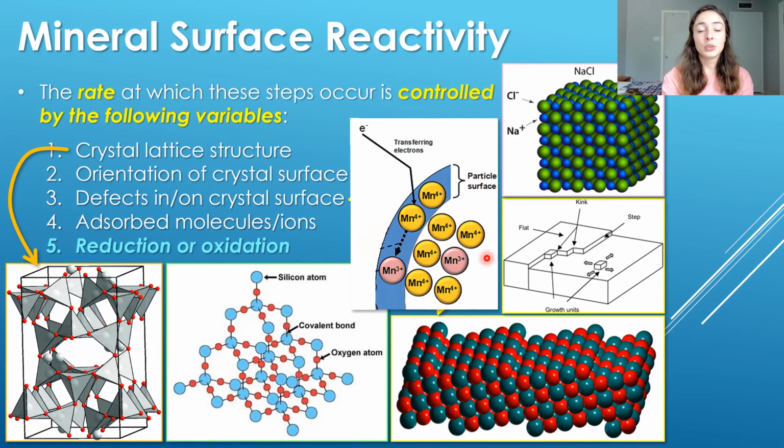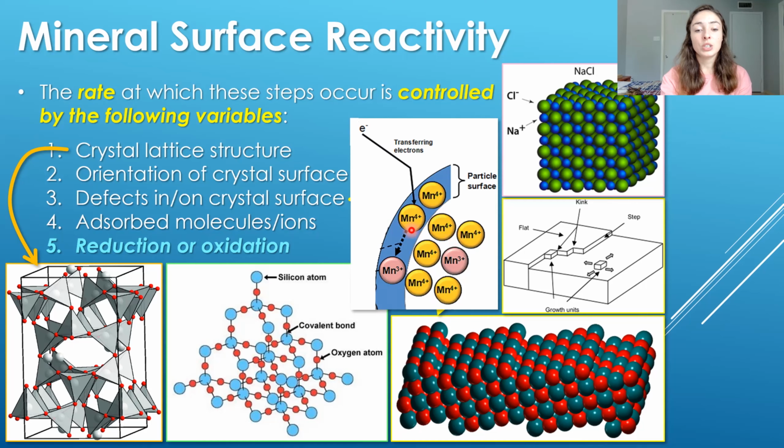Well, atoms in a mineral have a certain oxidation state or charge that can be changed or reduced or oxidized depending on how many electrons they have or give up or are given, etc. So what do I mean by this? Well, here's an example here in the middle showing a manganese oxide mineral with all these manganese oxidation state 4 atoms, which are the ones that like to stay in the mineral in the solid phase.